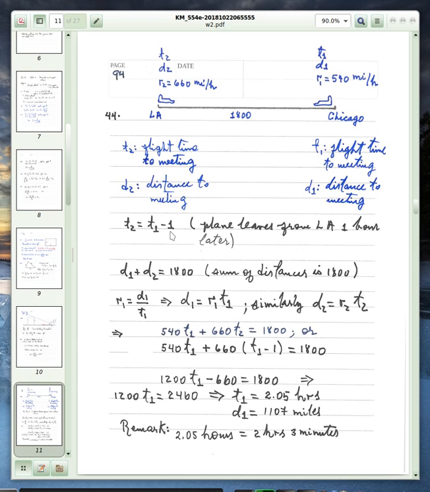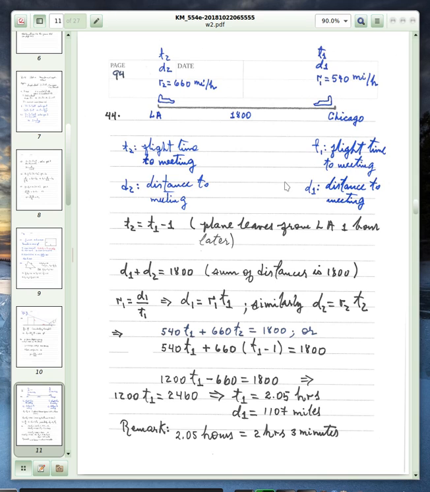And then every time we are solving a word problem, we are looking for the hidden equality, because the hidden equality gives us the equation. In this case, a hidden equality could be that the sum of the two distances flown by the planes to the meeting point equals 1800 miles. Because one plane leaves from here, the other one leaves from there, and they meet here; when you add the two distances, you get 1800.